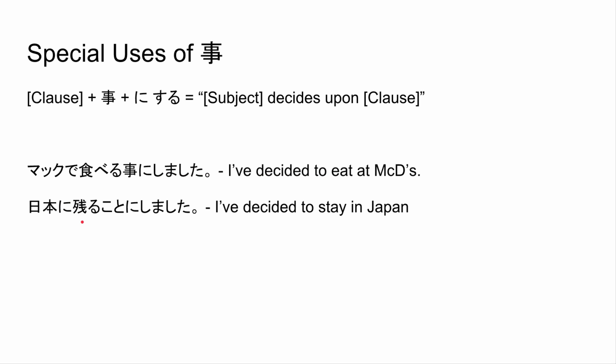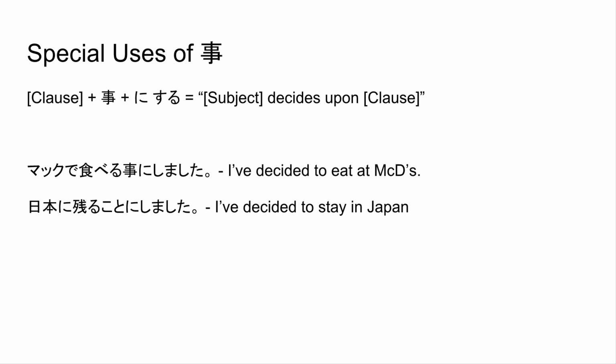Nihon ni nokoru. This might be a new kanji for you. Nokoru. Koto ni shimashita. This is to stay in Japan. Let's say you live in Japan and you're like, I'm going to stay another year. Nihon ni nokoru koto ni shimashita. I've decided to stay in Japan. Okay, so it has been decided, I have made the conscious choice of deciding to stay in Japan. Notice how in both of these example sentences, the subject is making a decision and is going to carry out the decision. The subject is in control of his destiny.